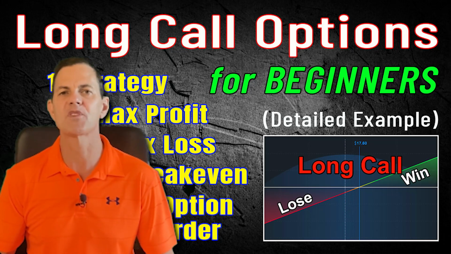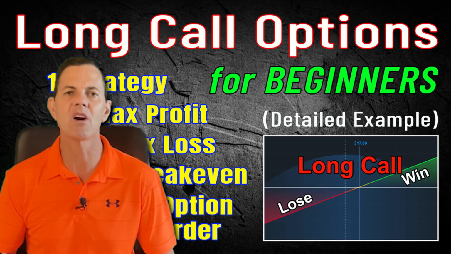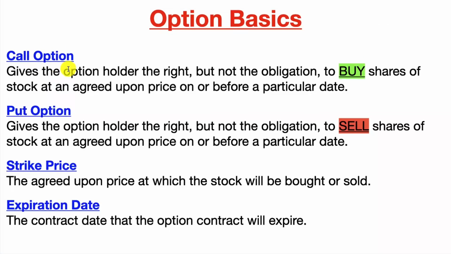Let's go over option basics, and this will help us with any option strategy. A call option gives the option holder the right, but not the obligation, to buy shares of the stock at an agreed upon price on or before a particular date. A put option gives the option holder the right, but not the obligation, to sell shares of stock at an agreed upon price on or before a particular date. The strike price is the agreed upon price at which the stock will be bought or sold, and the expiration date is the date the option contract will expire.